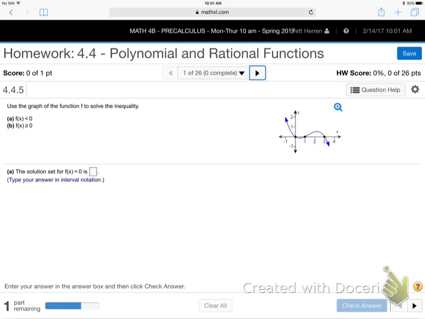All right, there it is. So take a look at it. They're asking us in part A, where is f of x less than 0? Does everybody see that? Right here. Where is f of x less than 0? So now, what is f of x? F of x is y. Remember, function values are y values?